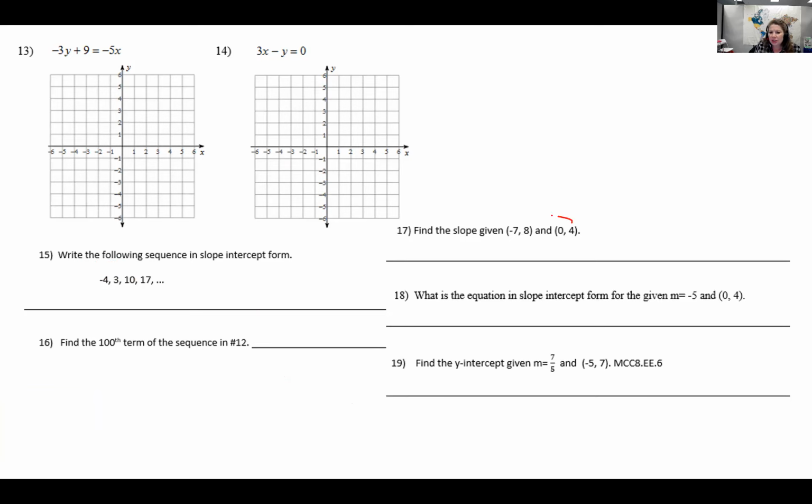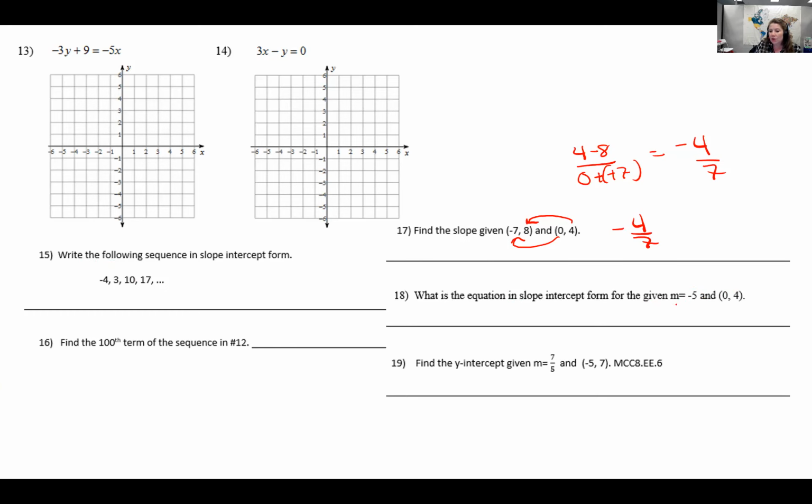All right, what's the slope? So we're going to do the change in y over the change in x. So 4 minus 8 over 0 minus a -7. So 4 minus 8 is -4, minus a minus, so we do bam bam over +7, -4/7. What's the equation in slope-intercept form?